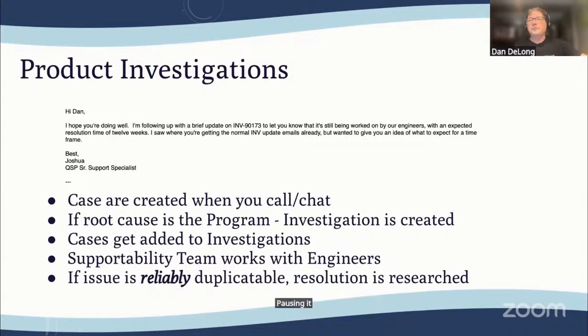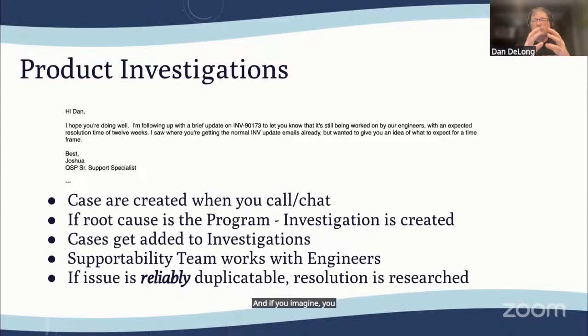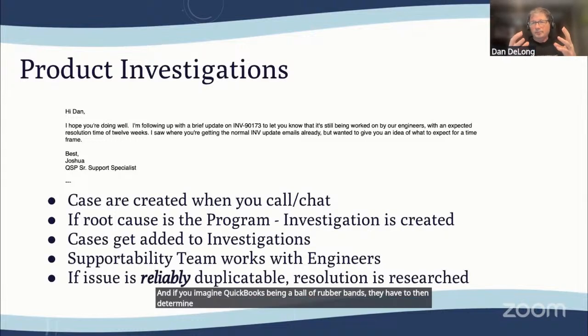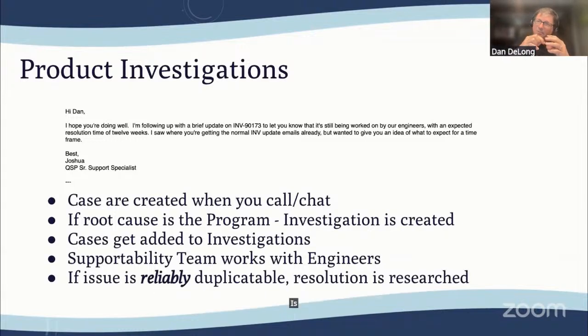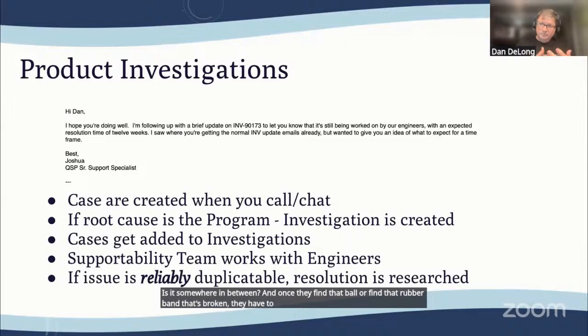And I've talked about this before, where QuickBooks and any technical application, all the code is really a ball of rubber bands. If you imagine QuickBooks being a ball of rubber bands, they have to determine which rubber band is broken, right? Is it on the inside of the ball? Is it on the outside of the ball? Is it somewhere in between? And once they find that rubber band that's broken, they have to fix it.